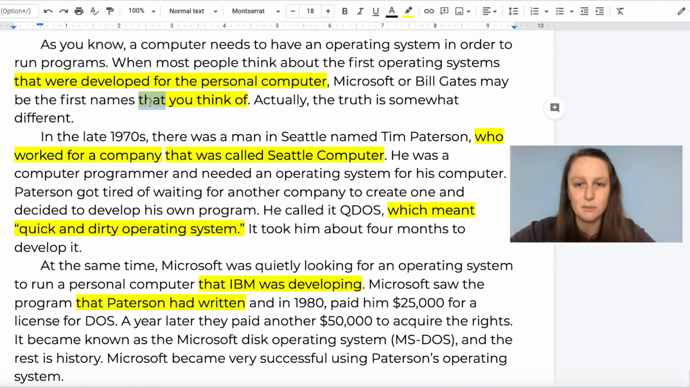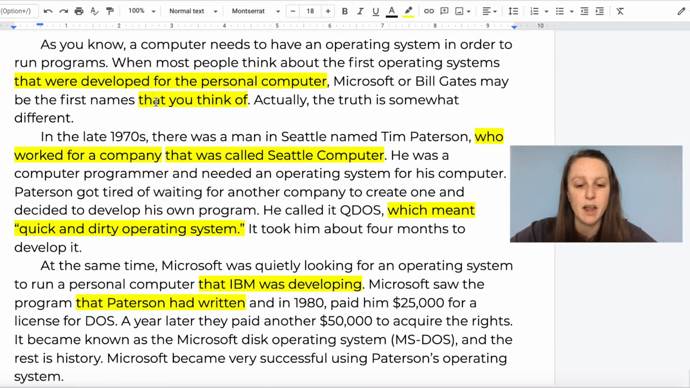Now we can also see this with our second strategy, where we try to reform this clause as its own independent sentence. We would say, you think of the first names. That means this word that is replacing first names. Okay? You think of the first names. Because this is replacing the object of that independent sentence, that means it's an object relative pronoun.